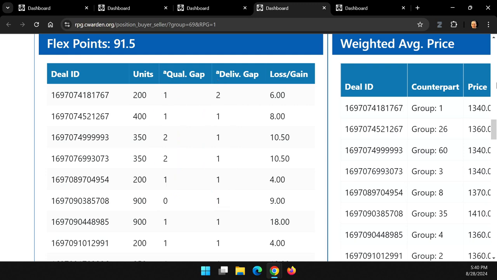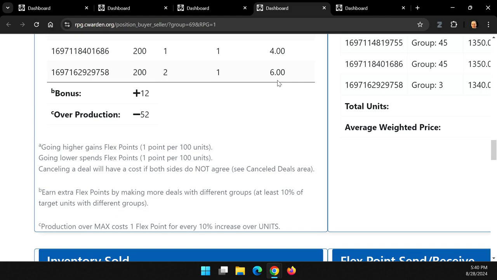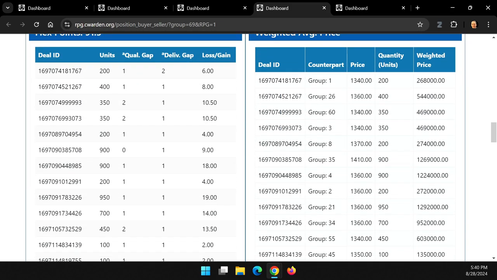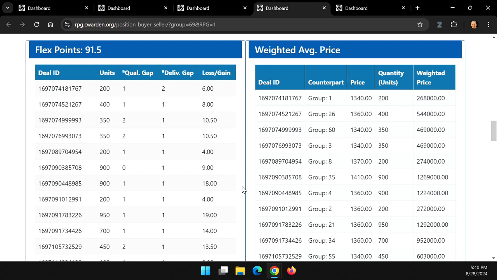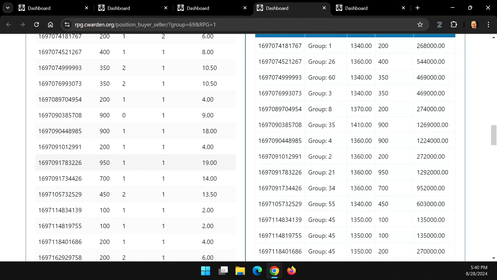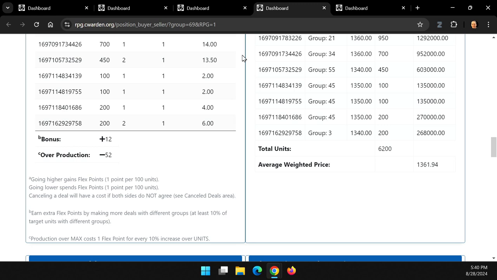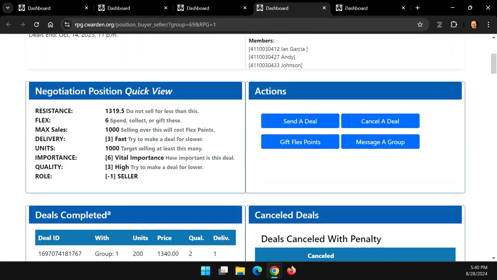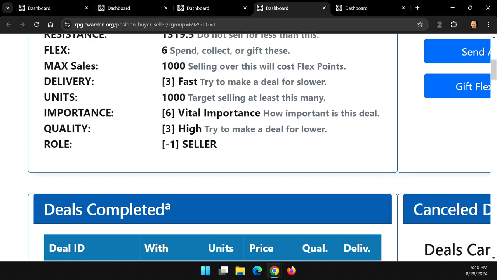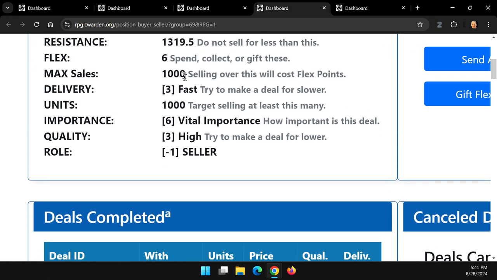So in the role-playing game, in the RPG, you need to consider. You can spend money to produce more, but can you make more money than it costs to produce more? And that's the question here. You need to think about it very carefully. How many groups can you find, and how much of a gap can you make flex points on, and then how much will it cost? Because it's not cheap. One flex point for every 10% over. So if we look here, for this group, their maximum sales was 1,000, which means that for every 100 more, they're going to spend a flex point.